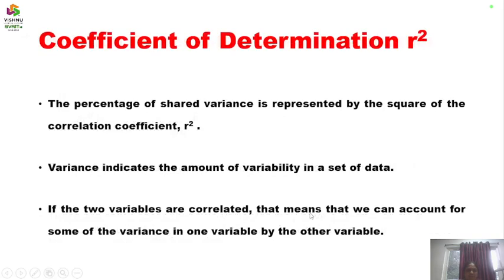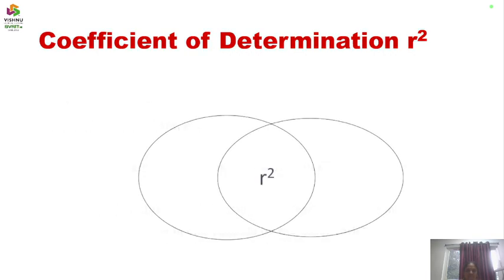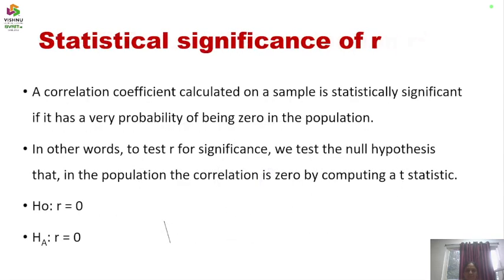Next, the coefficient of determination will be r square. The percentage of shared variance; you know variance very well, right? Sigma square, like that we represent s square in stats. So similarly here, it is the square of the correlation coefficient. Variance indicates the amount of variability in a set of data, whatever data you have taken. If two variables are correlated, that means we can account for some of the variance in one variable by the other variable, like this determination.